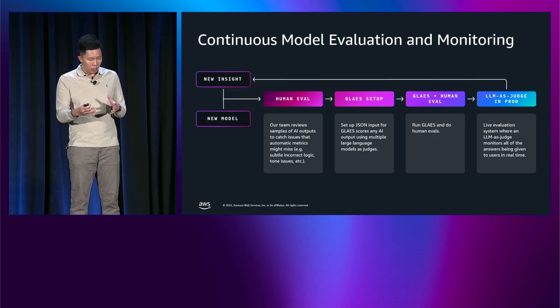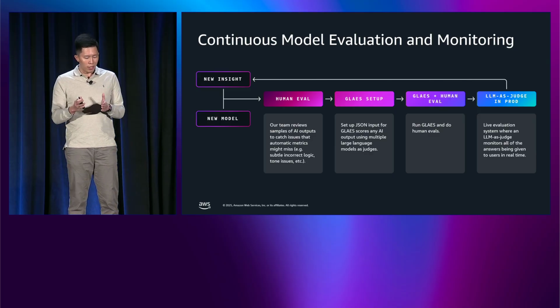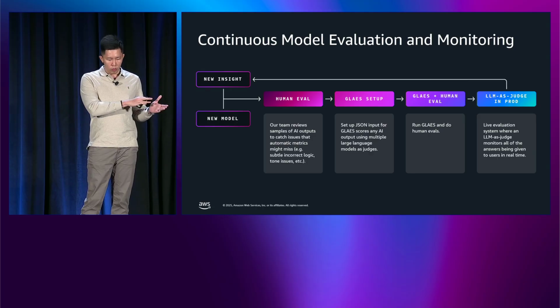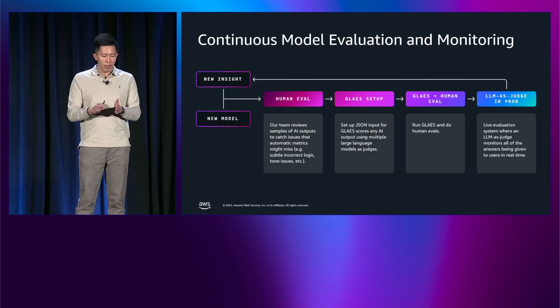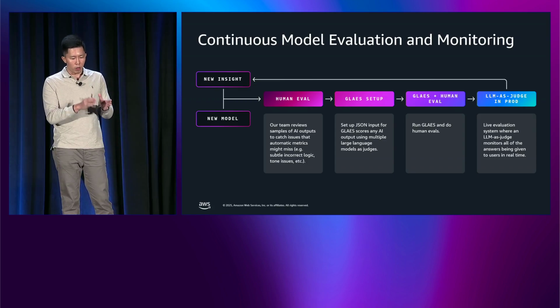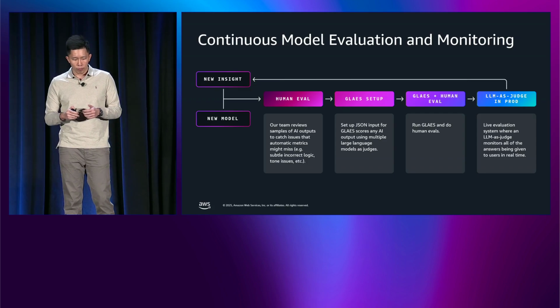So humans, our team, myself or my colleagues, will go in and test the model on a few important use cases. If it passes this stage, we will run the GLASS system, which is what I mentioned in the previous slide. And then combined with AI insights and more human evaluation, we will know whether this model is suitable for the use case. And if it's suitable, we will push it to production.